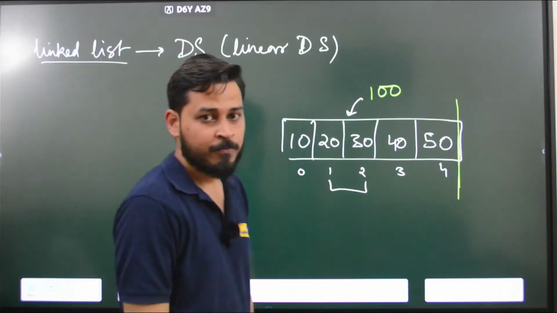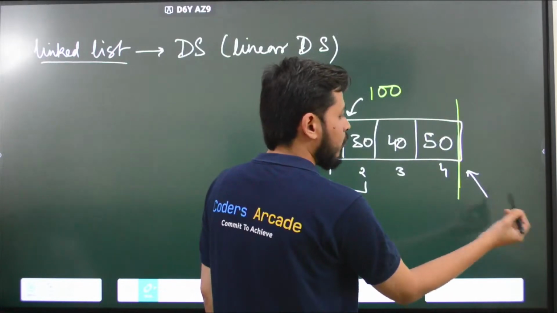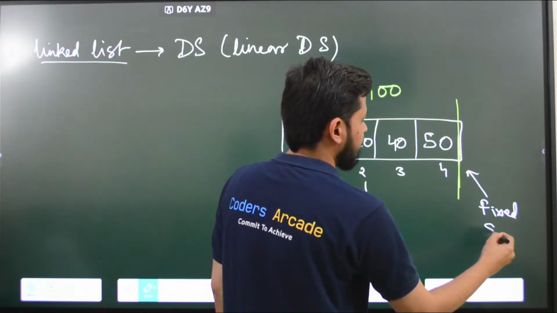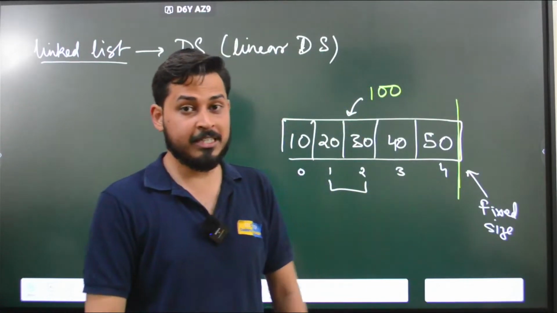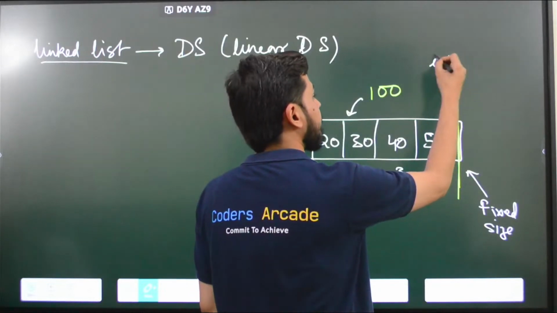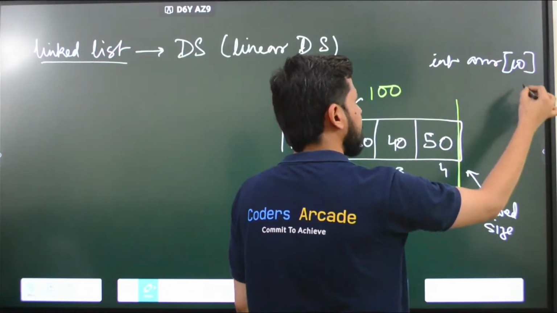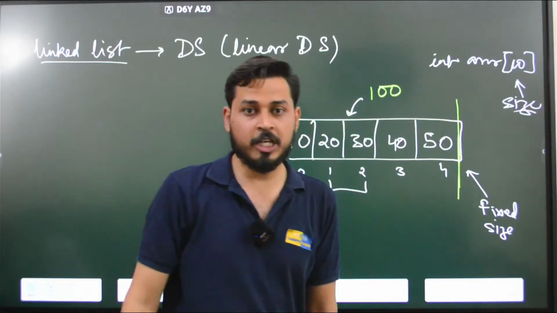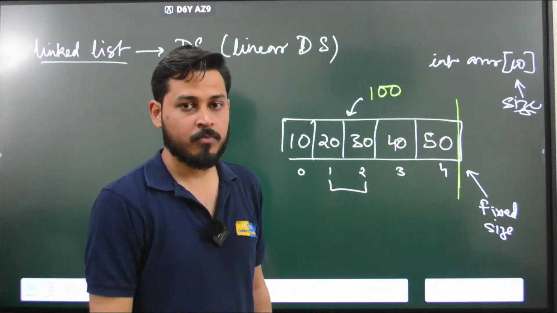This size is fixed. So basically here no more space is available, so we are saying fixed size. This is our main thing in arrays. We know this, that the size is always fixed. How do we declare an array? We declare an array like this: int arr, and then here we give the size, correct? This is a size which is fixed, and that is the reason we say the size of the array is always fixed. This is one problem with an array.